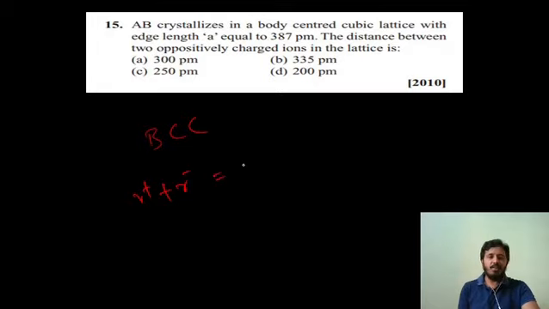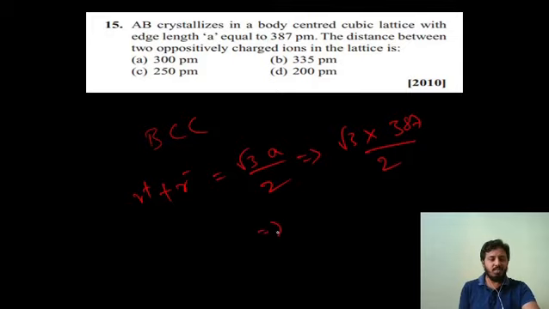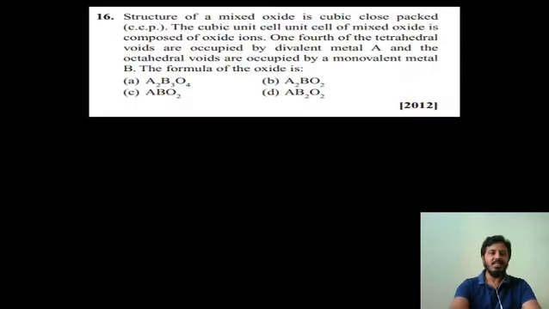And for this, for BCC, we have to apply the formula root 3a by 2, which means root 3 into 387 divided by 2. After simplifying, you will get 335.14, which is almost equal to 335 picometer. So for question number 15, it's option B.